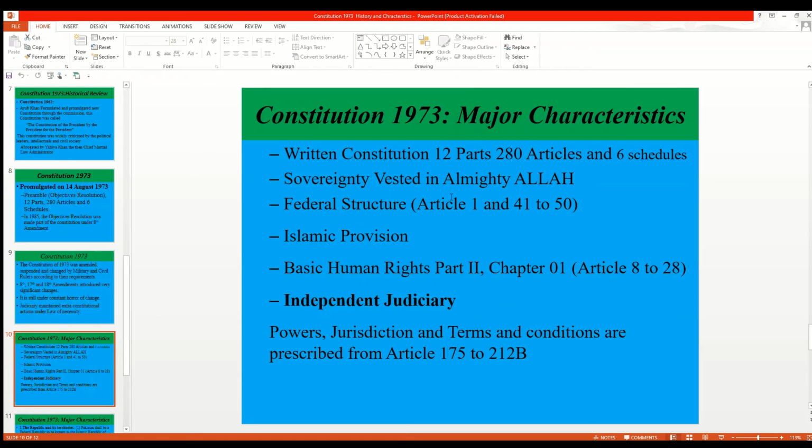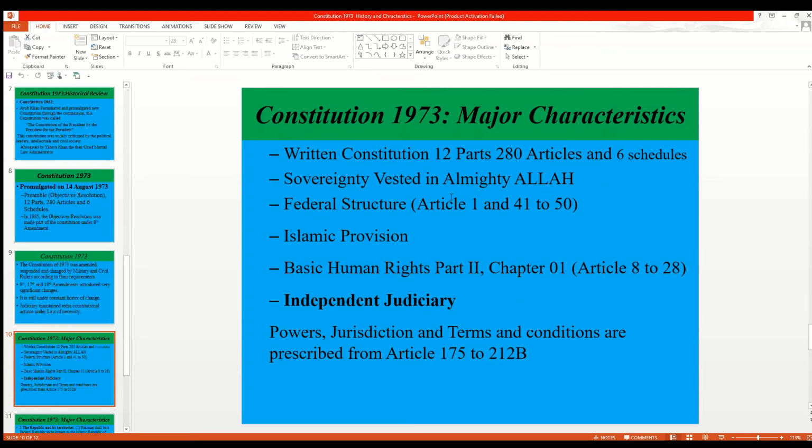The next important aspect of the constitution is its federal structure. The legislature adopted federation as the structure of the state. Article 1 declares that Pakistan is a Federation, the Islamic Republic of Pakistan. Articles 41 to 50 decide about the various lists of the center and the provinces. They also maintain the balance between the federating units and the federation. So this provides a mechanism for the smooth running of the federation and ensures balance between the federation and federating units.